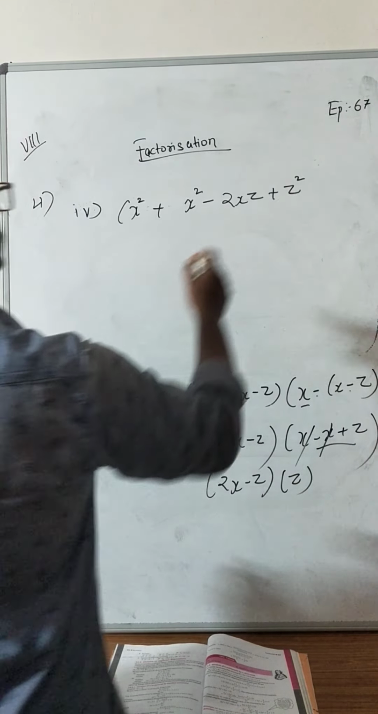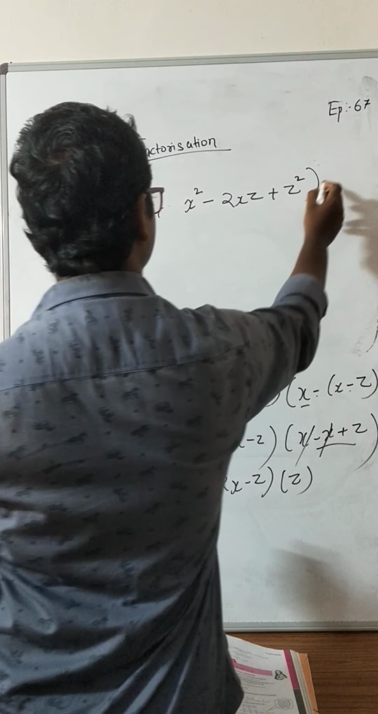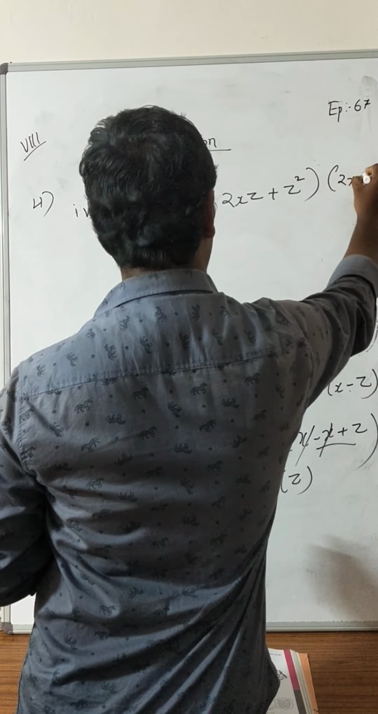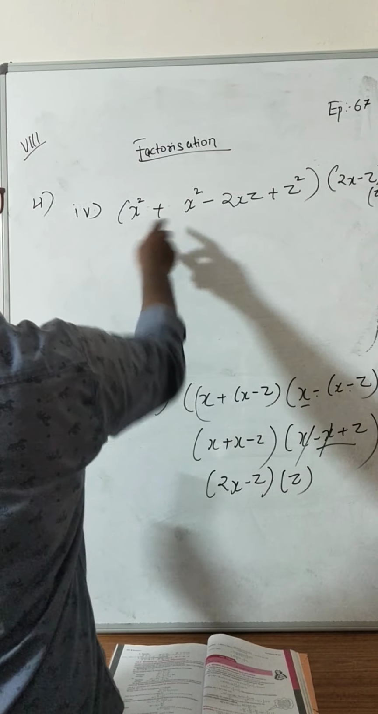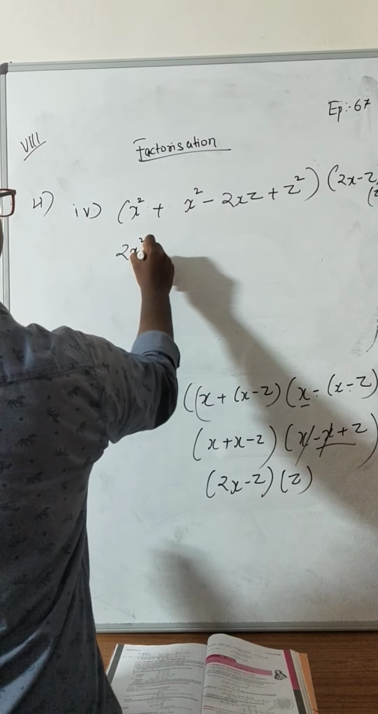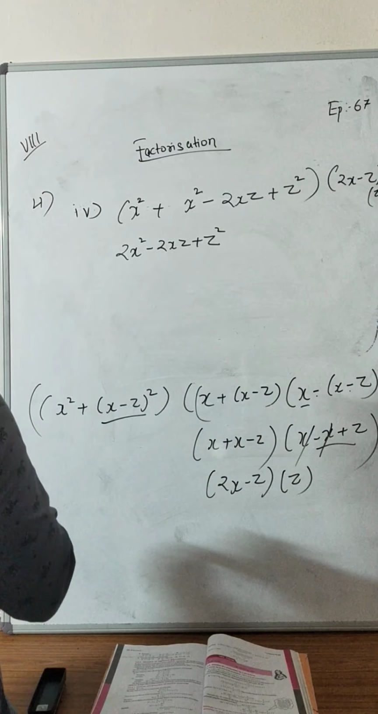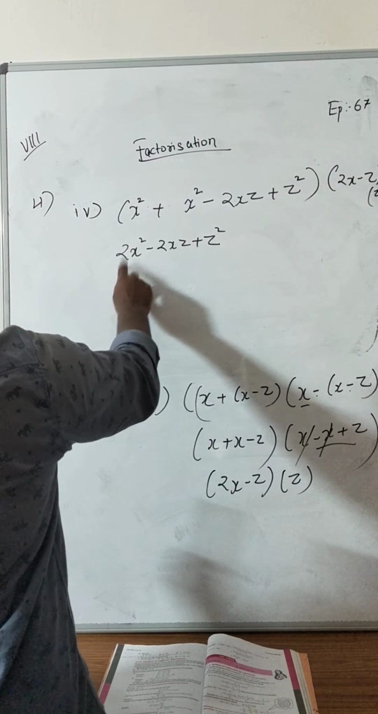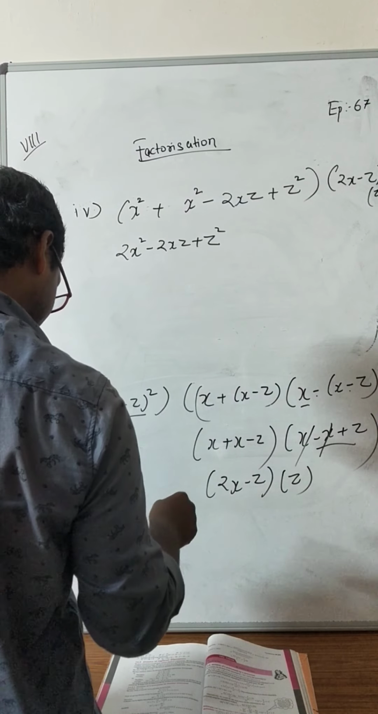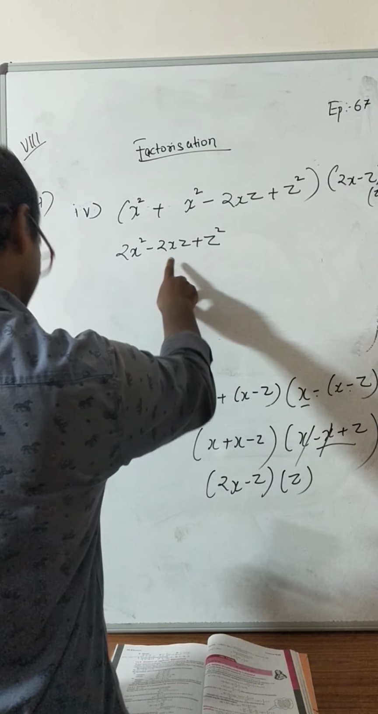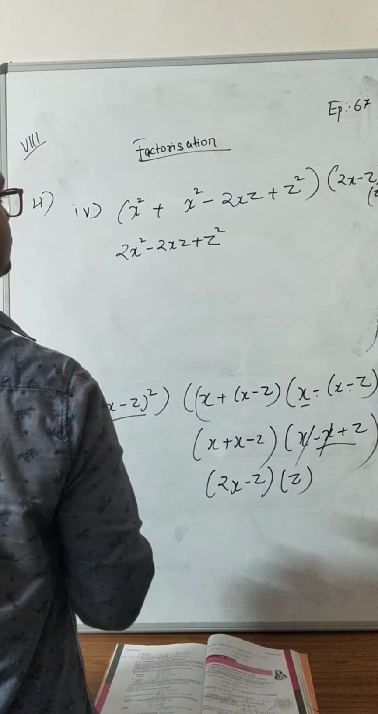And I will bring this 2 here, which is 2x minus z into z. Okay, now see here, x square plus x square, 2x square minus 2xz plus z square. This is of the format a square minus 2ab. So 2x square minus 2xz plus z square, which is 2x minus z into z.